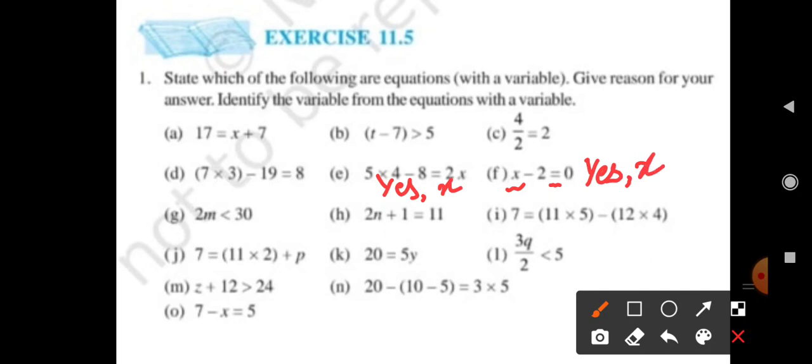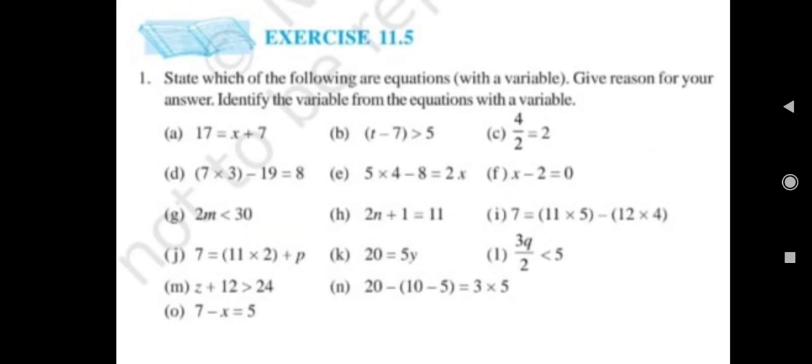Now coming to the G part, again check. The equality sign is missing. So you will write down no, this is not an equation because the equality sign is missing. Now the H part, again check. The equality sign is here. The variable n is here. So you will write down yes, it is an equation with variable n. For the H part, it is an equation with variable n.